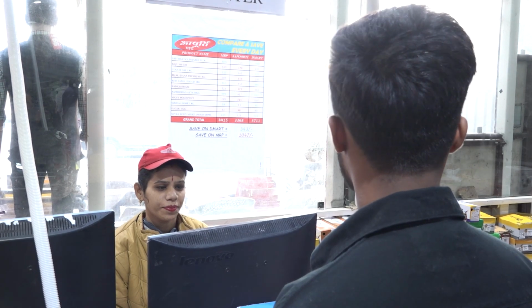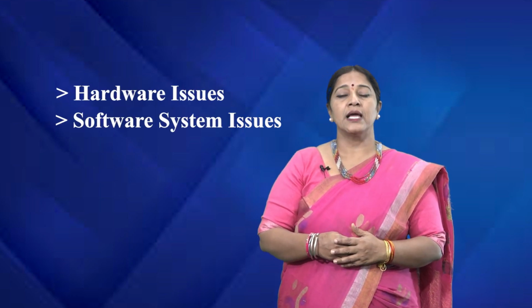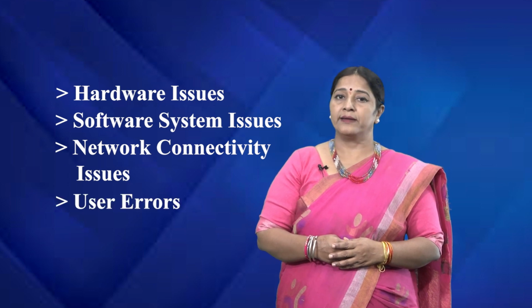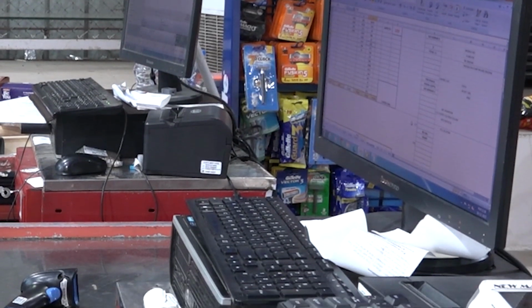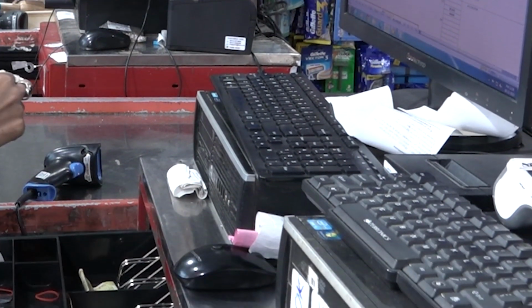Now, we will discuss the common problems that occur at POS or while handling POS machines. These issues are hardware issues, software system issues, network connectivity issues, user errors. Now let us discuss this in detail. Hardware issues. A POS system is interconnected through physical or wireless protocol devices. It includes workstations with monitor screens, mouse, keyboards, barcode scanners, cash drawers, receipt printers, etc. If any device fails, then the whole system may stop working.